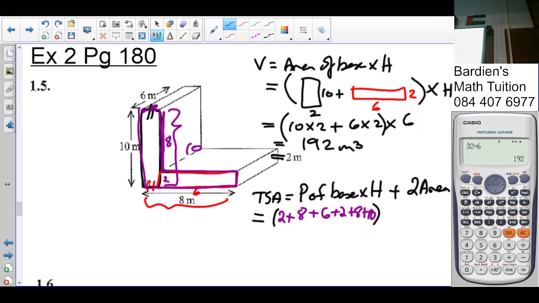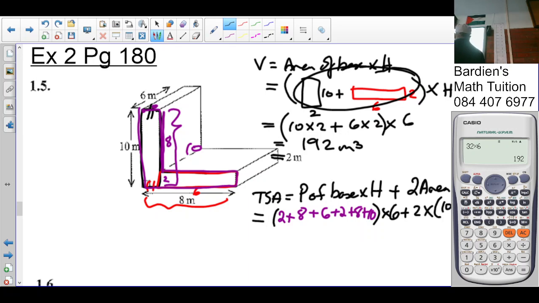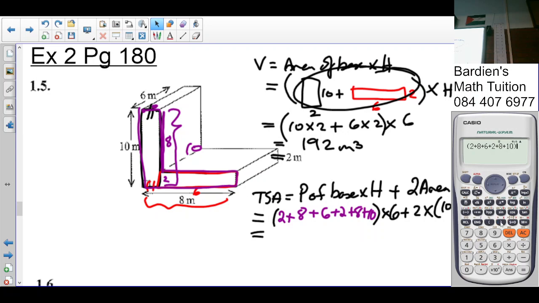Okay, the next one, we start off with the perimeter times the height of this object, which is 6, plus 2 area of this base. It is going to come straight from here, not so? So it's going to be 10 times 2 plus 6 times 2. Let's do that on the calculator. Open brackets 2 plus 8 plus 6 plus 2 plus 8 plus 10, close brackets times 6, plus 2 times open brackets 10 times 2 plus 6 times 2. So we get 280 meters.